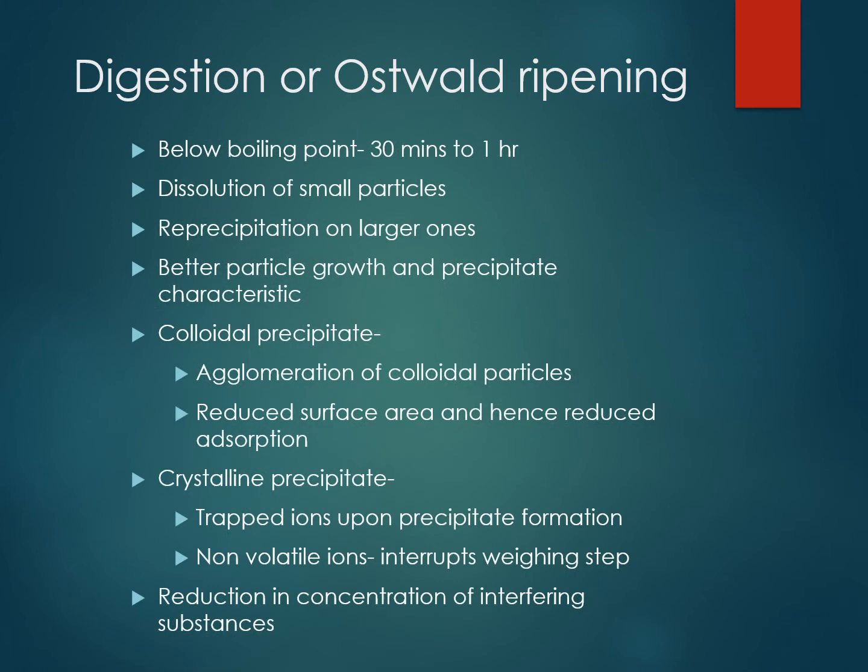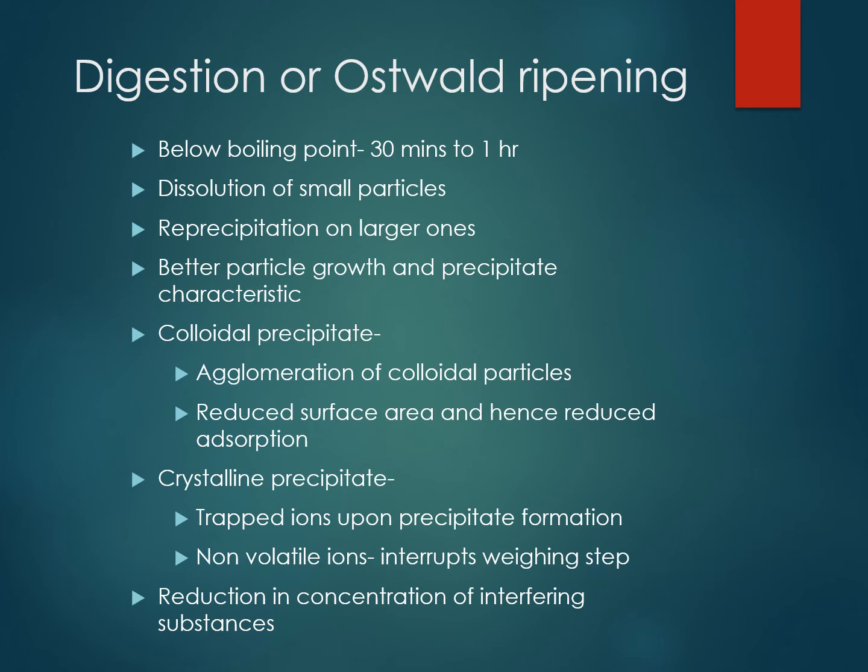Now we move on to the next step, that is digestion, which is usually related to Ostwald's ripening. In this process, the precipitated solution is heated for approximately 30 minutes to 1 hour, but this has to be below the boiling point of the solution. This leads to the dissolution of smaller particles, thereby causing reprecipitation. What is reprecipitation? It is nothing but the adsorption of the smaller particles on the surface of larger particles. This results in the formation of precipitates with better particle growth and enhanced characteristics.